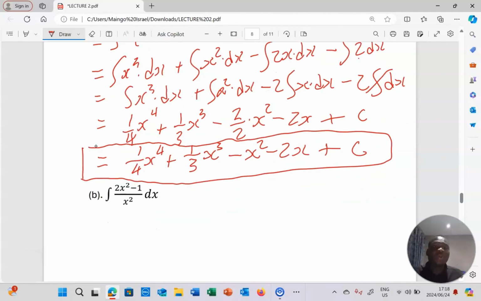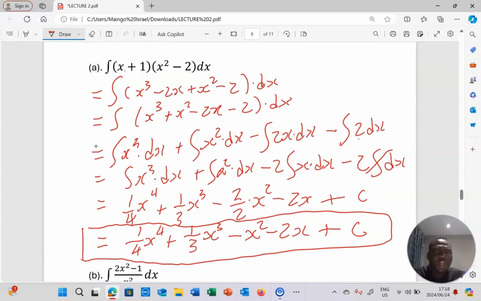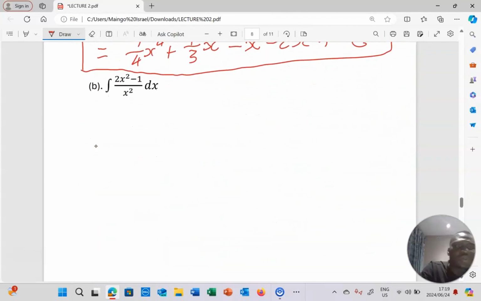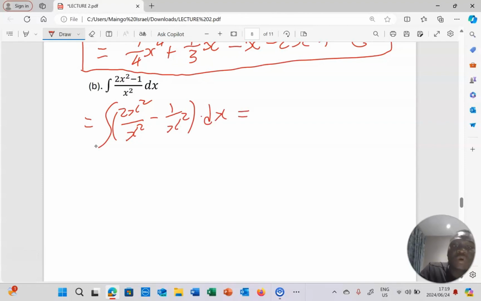So let's go to the second problem. This is quite similar to that one, so we just have to simplify. You know that there's no law which tells us to integrate something like this directly. So we divide by x squared each term, which gives the integral of 2 minus 1 over x squared dx. We can write this as 2 minus x to the power minus 2 dx.